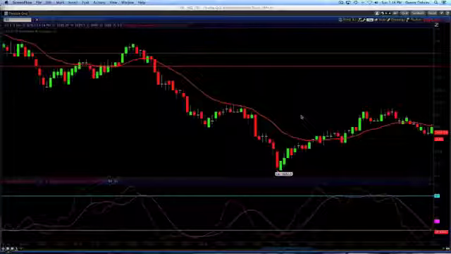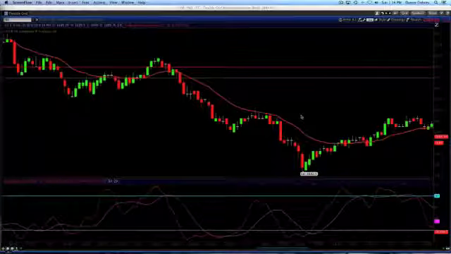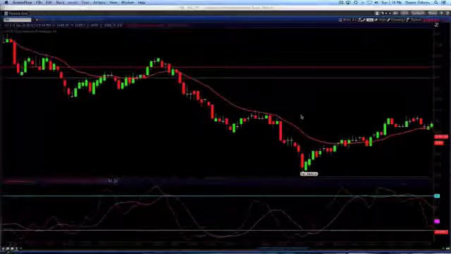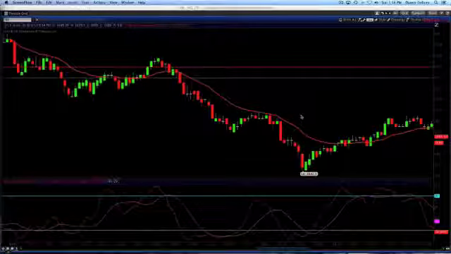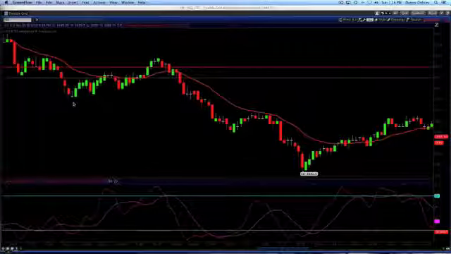Another way of playing the opening range is the second breakout or breakdown. And this is when we break out or break down, then come back into the opening range, and then break out or break down again. Again, same drawback. It may not ever happen. You may never get that coming back in.